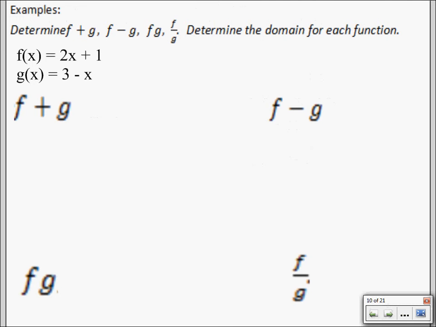Okay, so we're asked to determine what f plus g, f minus g, f times g, and f divided by g mean. Then we have to determine the domain for each function. So let's get started. f of x is going to be 2x plus 1, while g of x equals 3 minus x.